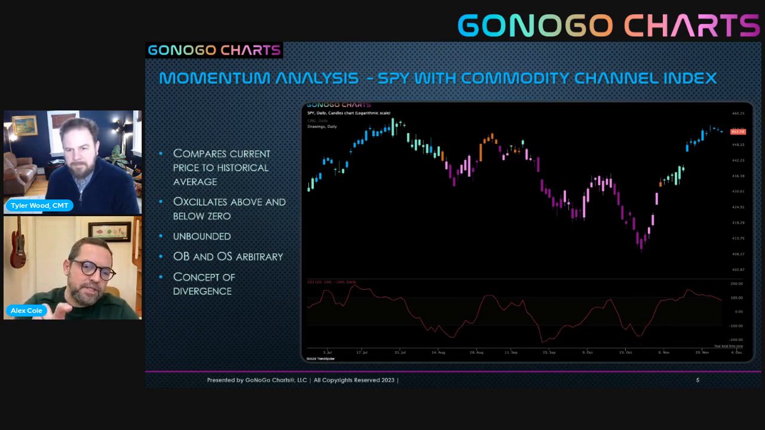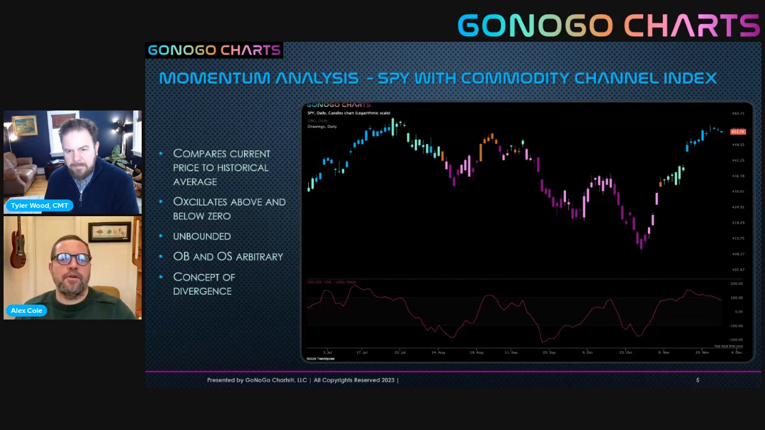So there's no sense of uniformity, or they're not normalized in any way. So you can't use the same levels on an indicator like this. You're going to look at the chart and try to eyeball where those overbought and oversold levels are. But of course, that can still be valuable.